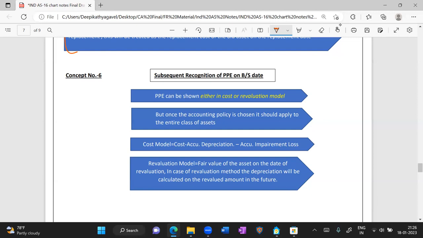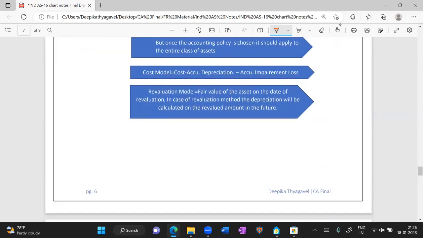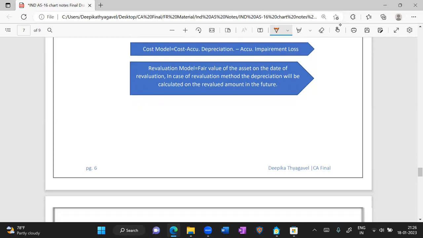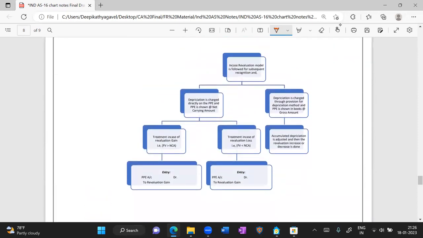Now, what is the cost model? It's a very easy model, right? It says cost less accumulated depreciation and less impairment loss, and you will arrive at the carrying amount of the asset. Under the revaluation model, it's nothing but the fair value of the asset on the date of revaluation, right? In case of revaluation, for subsequent depreciation, let's say today I'm revaluing the asset, and I get a revalued value. Now this revalued value will be used for subsequently charging the depreciation for that asset, right? Which is very, very important and you need to remember.